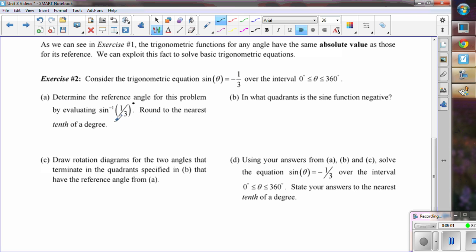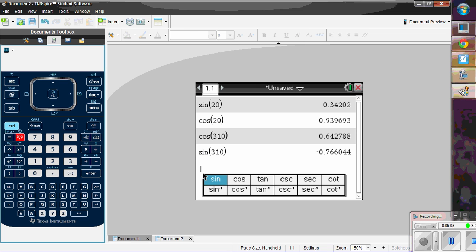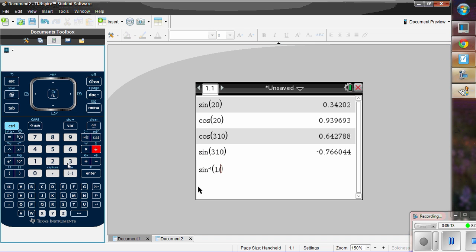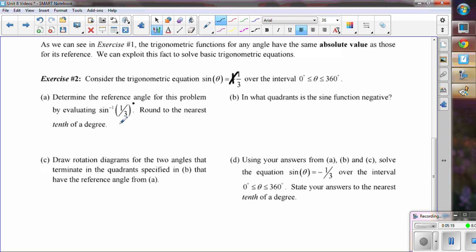So whenever you do this on the calculator, you ignore the fact that it's negative. You just do the positive on the calculator. So if you see, we're going to do the inverse sine of 1/3. This will always give us a quadrant 1 answer. So our quadrant 1 answer is 19.4712. To the nearest tenth, that is 19.5.